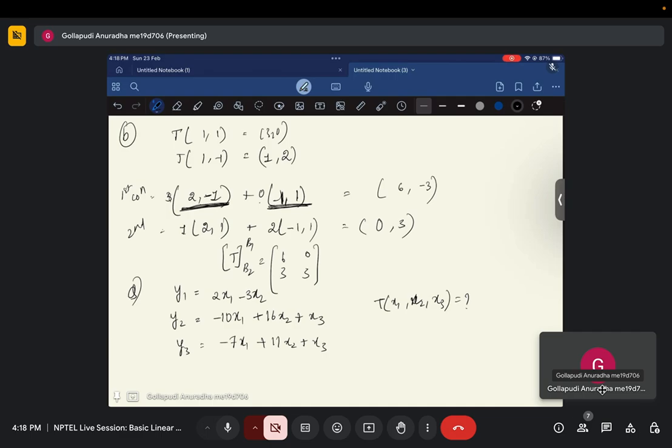We cannot get (3, 0) because the standard basis was (1, 0), (0, 1). Here you have to write it as a linear combination. No, this is incorrect. So you have to write (3, 0) as alpha into (2, -1) plus beta into (-1, 1). And from there you have to calculate what alpha and beta are.